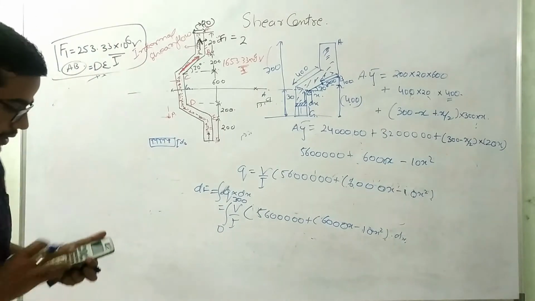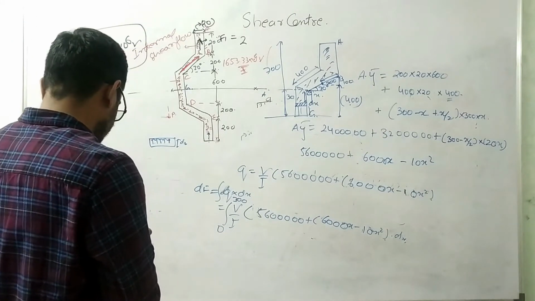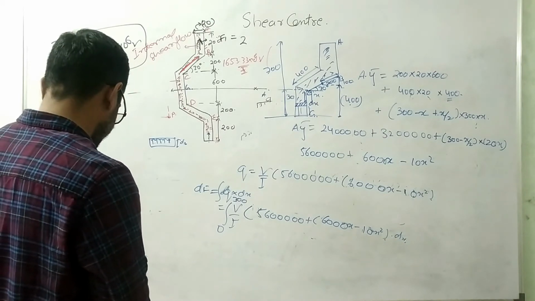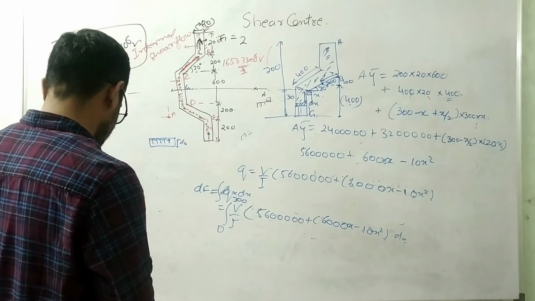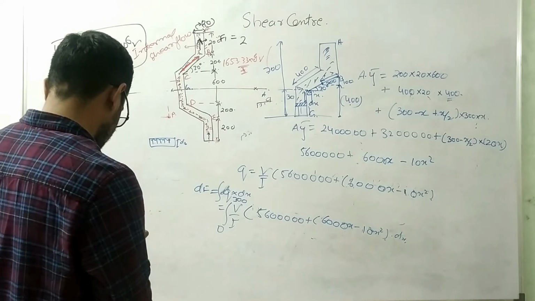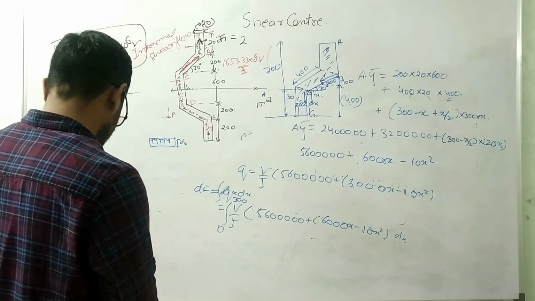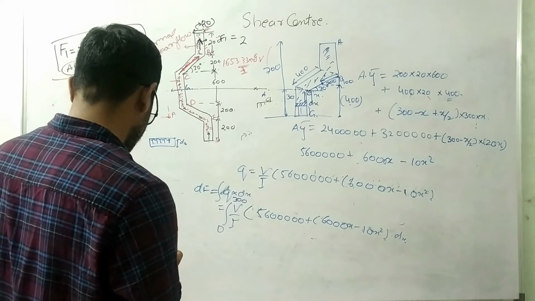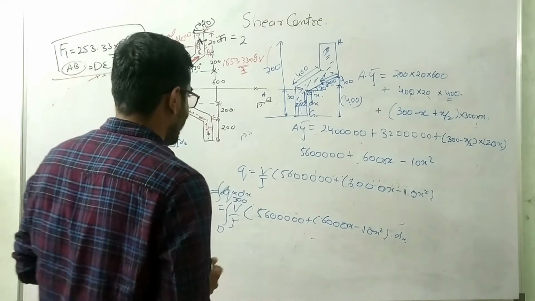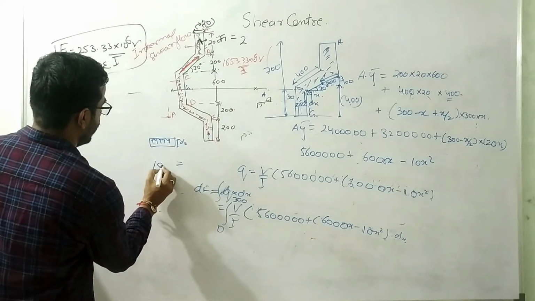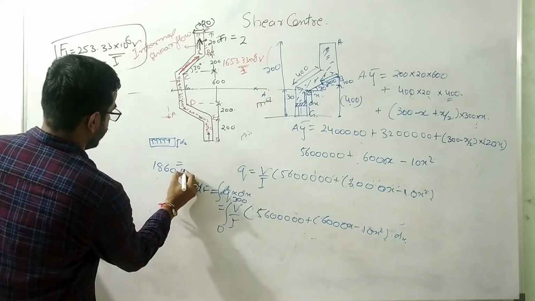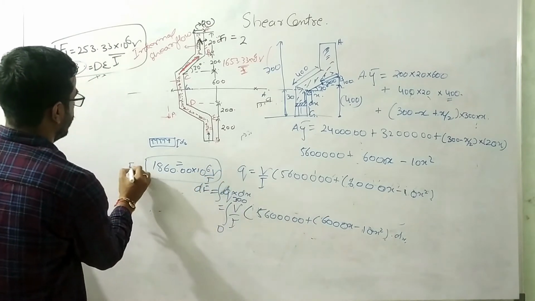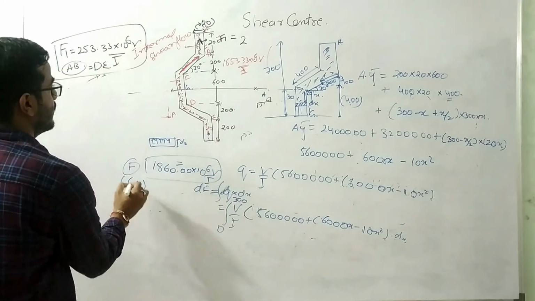So if I integrate this thing over here, the value comes out to be 1860.00 into 10 to the power 6 v over I. So this is the value of the force in segment CG, right?